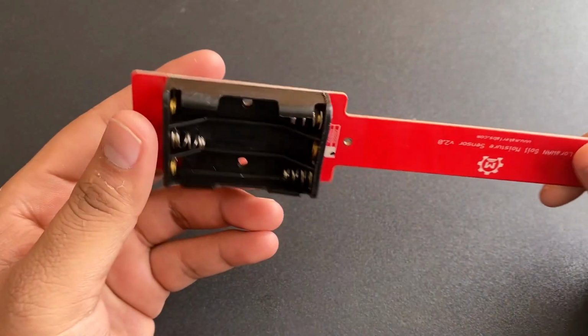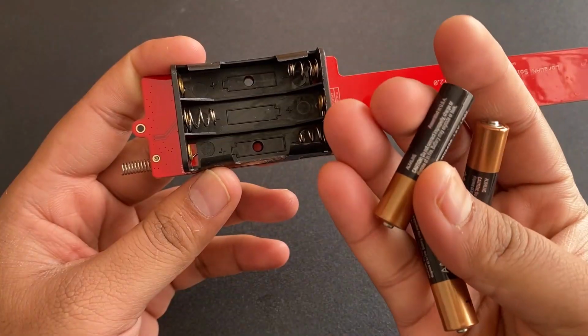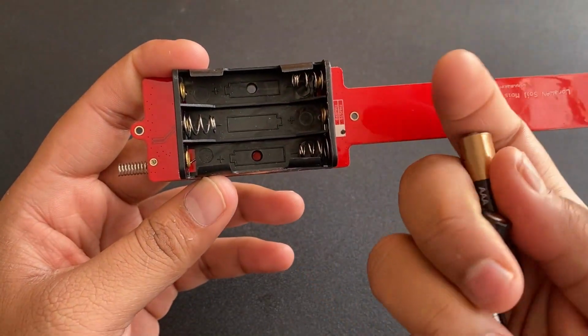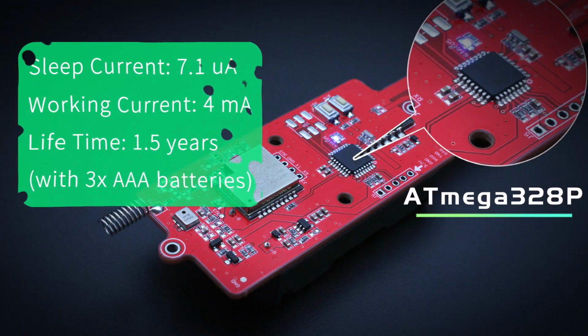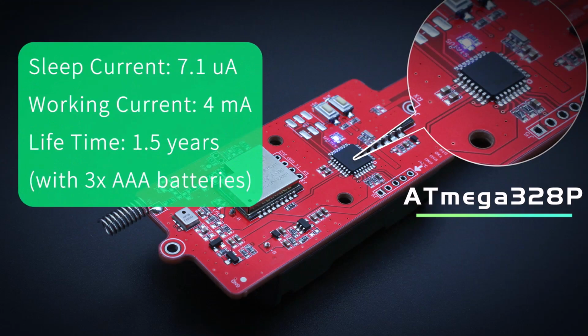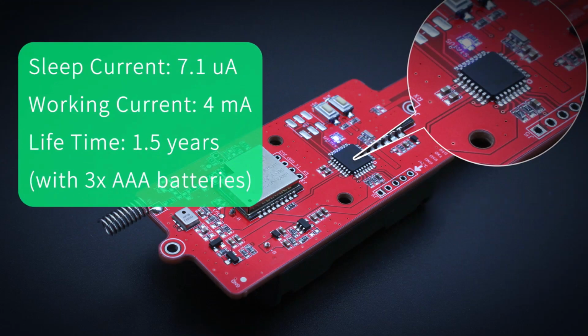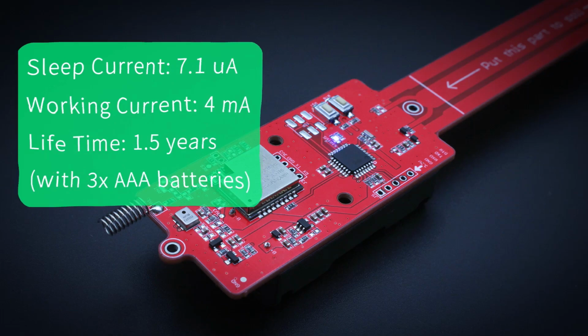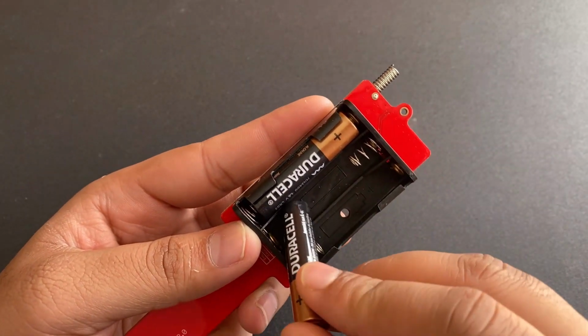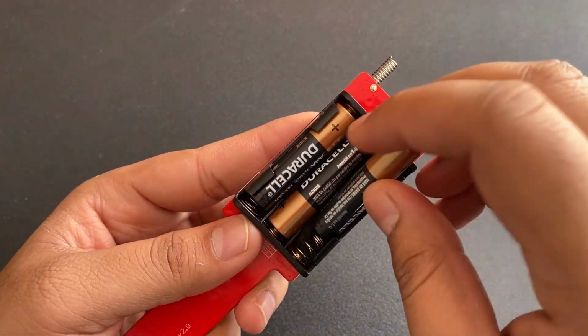Coming to the module part, the whole device can be powered with AAA batteries and operates between a voltage range of 3.5 volts to 4.7 volts. Its power consumption is ultra-low, consuming 7.1 microamperes of current when sleeping. But in message sending mode, it consumes around 4 microamperes of current. This means if you put the device to sleep mode for every 60 minutes, then the battery will last for more than a year. Let me quickly insert the battery and make it ready for testing.